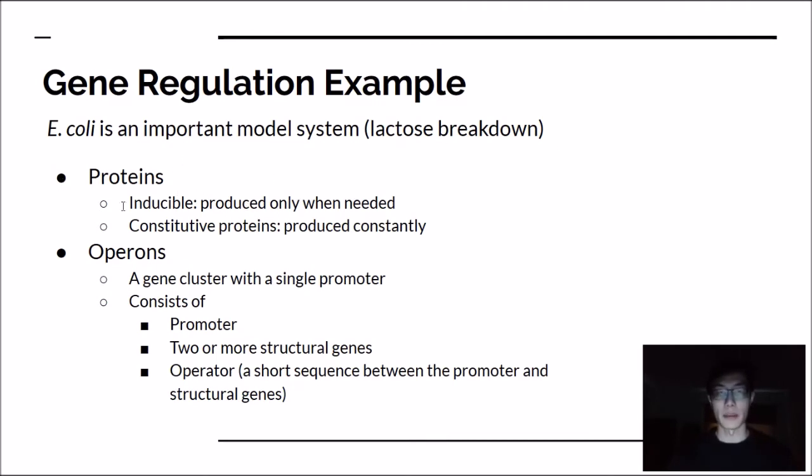So again, there are basically two main groups of proteins, but what we're really looking at in terms of the E. coli model system is the operon. An operon is just a gene cluster with a single promoter, and this operon consists of basically a promoter, some structural genes, as well as an operator region.